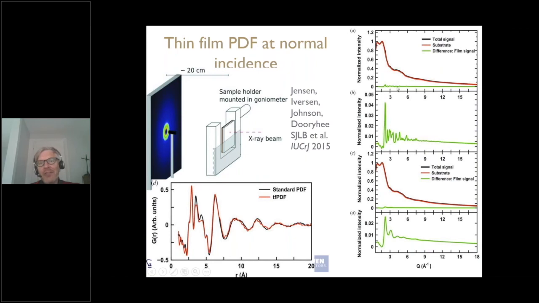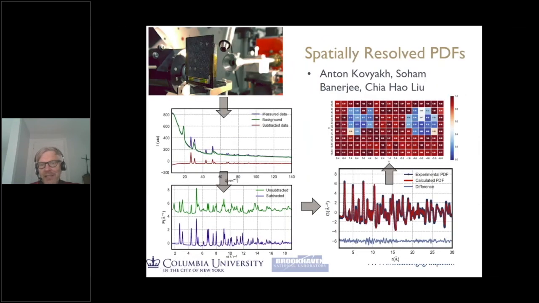But if you take the difference, you get a signal, and if you do the PDF analysis on it, you can get a very nice diffraction pattern which corresponds to the thin film. And when you can start doing this in transmission, you can then start doing spatially resolved measurements.